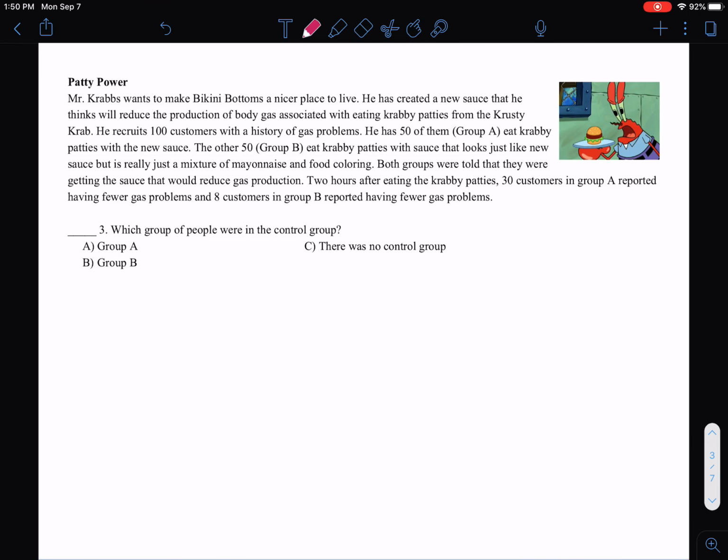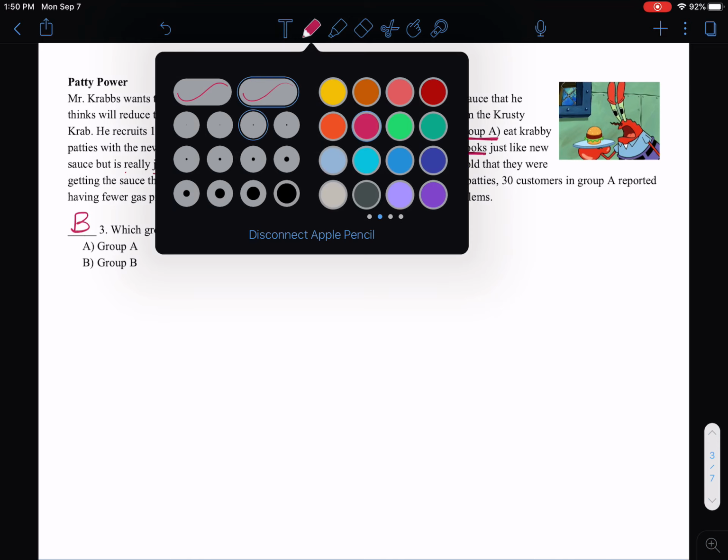So number 3, who is the control group? Who is the control group? And you have the choice of group A or group B. The answer in this problem, which group were in the control group, would be group B. Group B is the control group because they get a sauce that looks just like the new sauce, but is really just a mixture of mayonnaise and food coloring. It is not the new sauce. We're comparing our results to them.